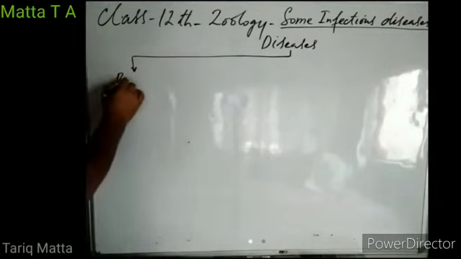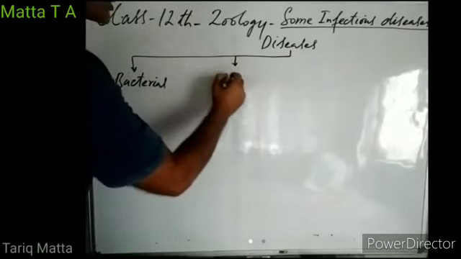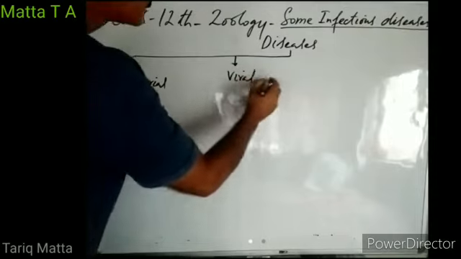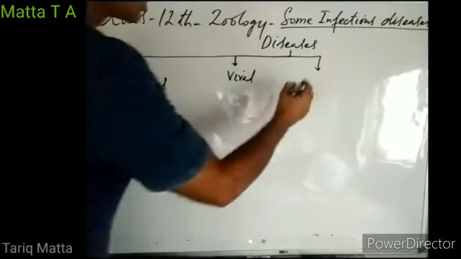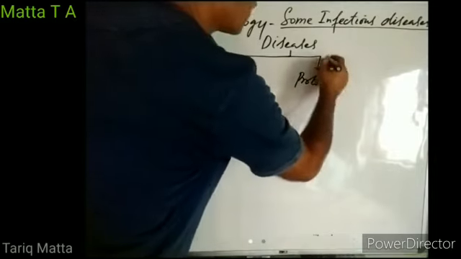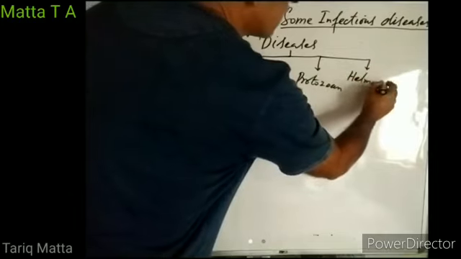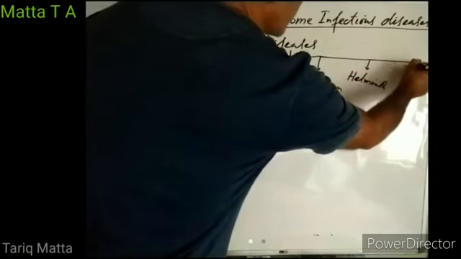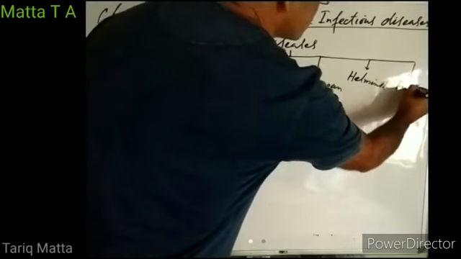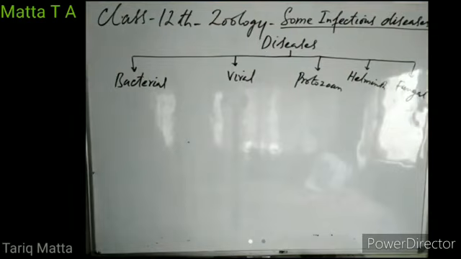We classify them into bacterial diseases, viral diseases, protozoan diseases, helminth diseases, and fungal diseases. So we classify these infectious diseases on the basis of their causative agent into the following types.